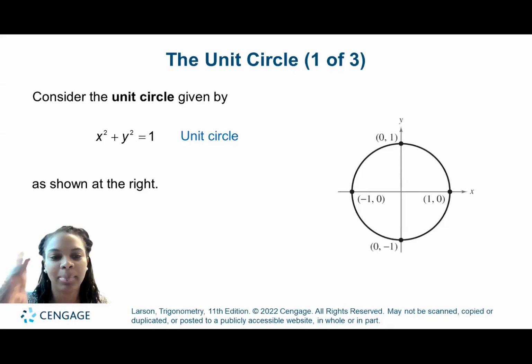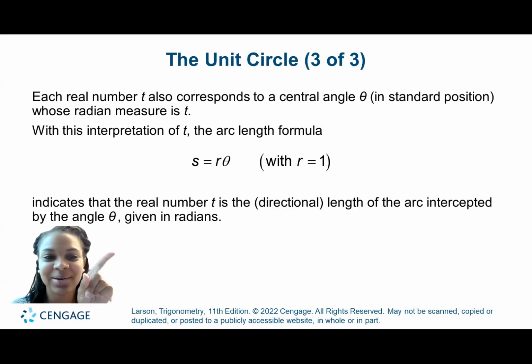And thinking about wrapping that number line around the circle takes us back to that notion of arc length when we first had the definition of a radian, and we had that equation S equals r theta. So S is the arc length, r is the radius, and theta is the angle. Here our radius is 1. So if r equals 1, that equation just becomes S equals theta. So the arc length is equivalent to the angle.